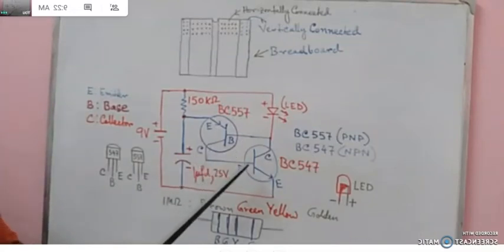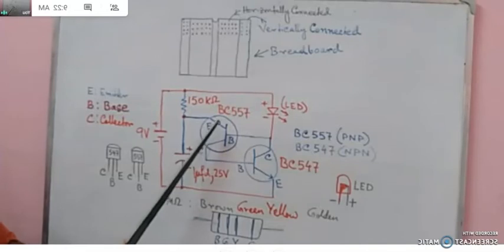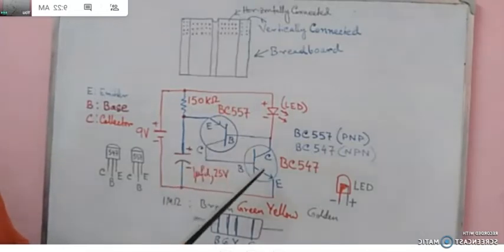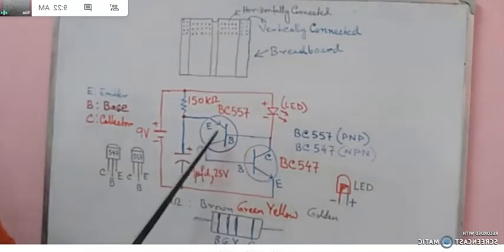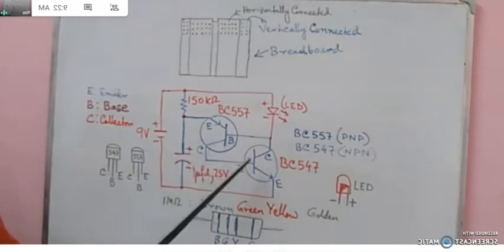So, what is the actual function of this type of connection? When one transistor is off, the other is on. That is the alternating switching action of the transistors.